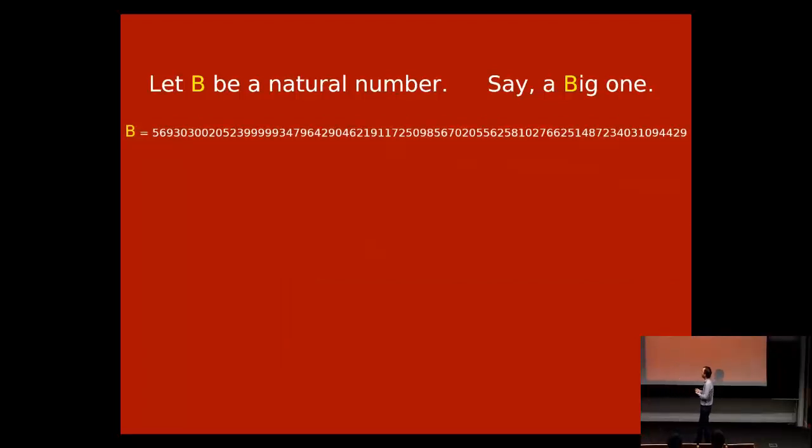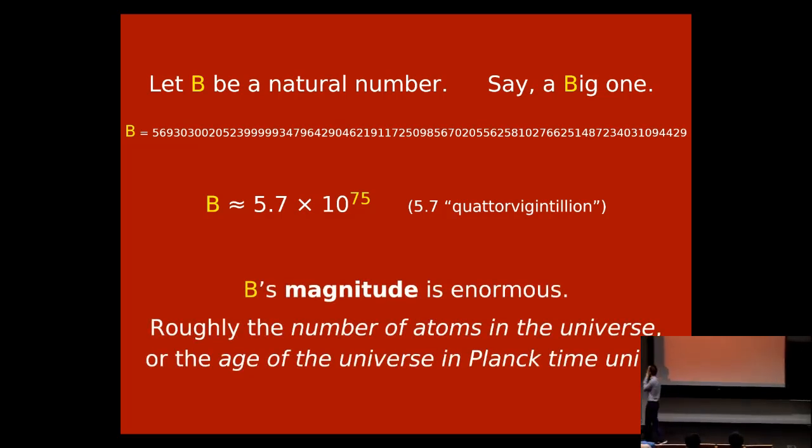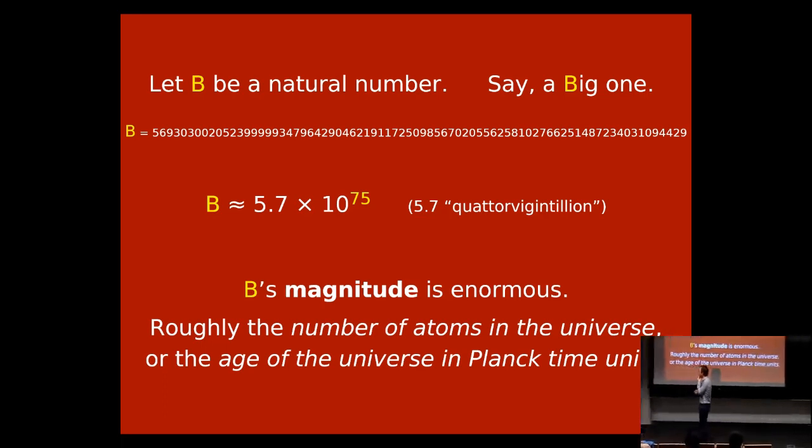So I'll take this number, which is actually, in some ways it's big, in some ways it's not that big. This number is about 76 digits long. I looked up what this is, so I guess it's 5.7 quattuorvigintillion. On one hand, it's a very big number, something like the number of atoms in the universe. Or it's also roughly, up to some factors of 10, like the age of the universe in Planck time units.